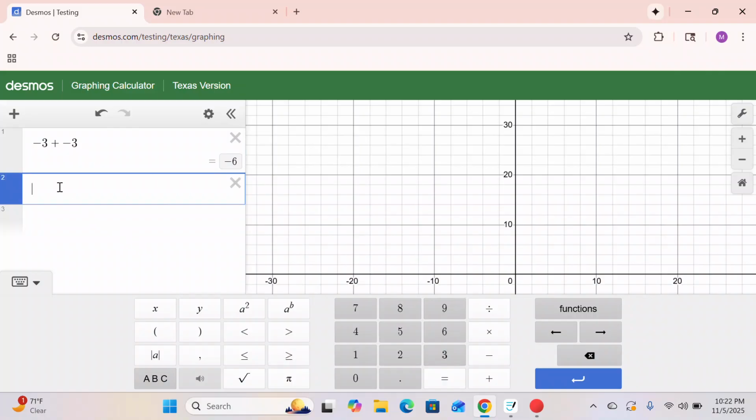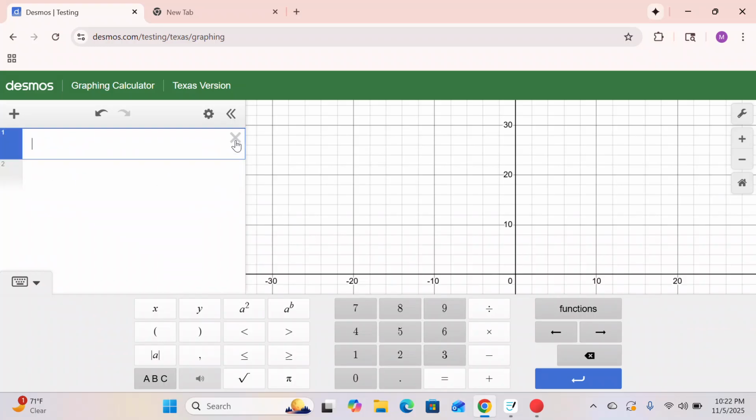Let's say I give you a value of negative 4 plus, and then the plus sign is right here. And let's say you want to do negative 7. Well, Desmos does it for you. You have a negative 4 plus a negative 7. It gives you a negative 11. And then, of course, playing around with the x's, I want to get rid of it. I just exit it out and exit it out.